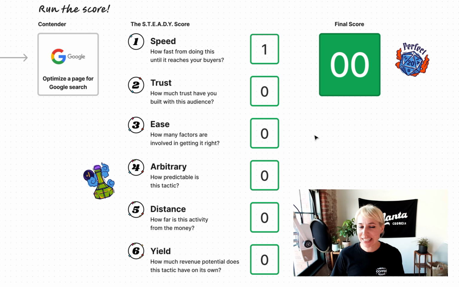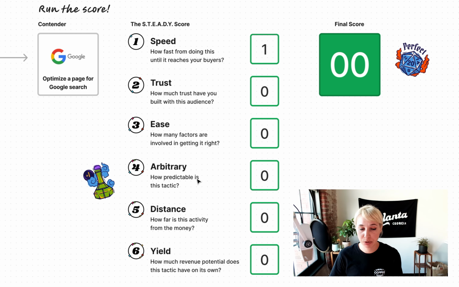When it comes to ease, how many factors are involved in getting Google search right? A lot of factors. You have everything on your page. There's over 200 factors at play with even getting ranked on Google. You have their changing algorithm, which is a little bit of a black box. You have your competition in that space. I'm gonna give this a 0. I think Google is one of the hardest strategies to get right.